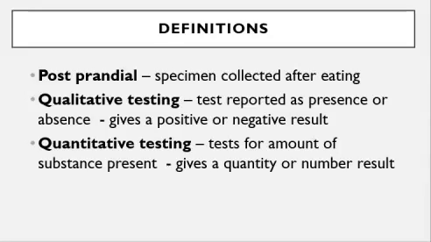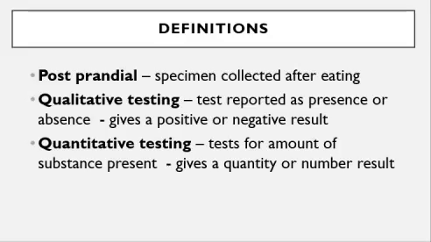The first is postprandial. This is when a specimen is collected directly after eating. Next, we need to discuss the difference between qualitative testing and quantitative testing. Qualitative testing is when you report the presence or absence of a substance, and a lot of times this is just reporting out a positive or negative result. A lot of times this is associated with a color change in testing. So is the color present or not present, or is there a change in color from the beginning of the test to the end of the test to indicate a positive result?